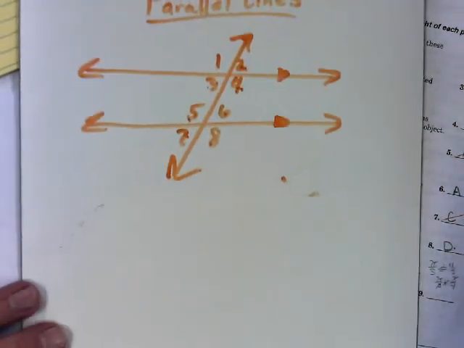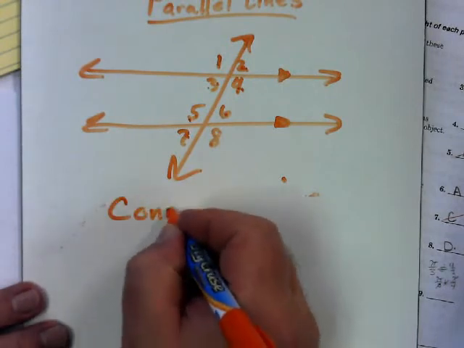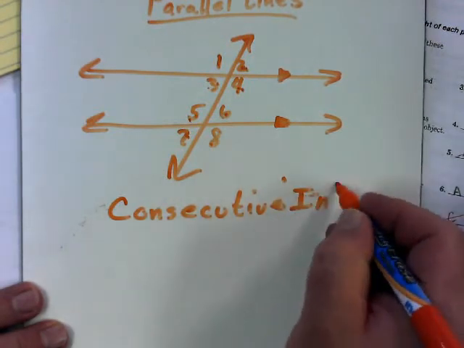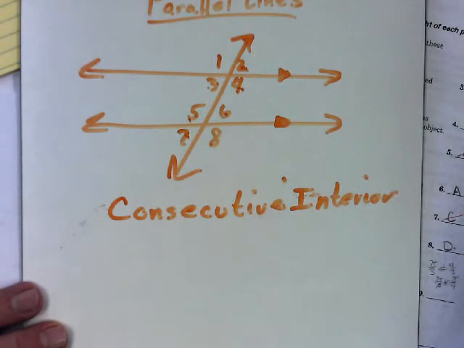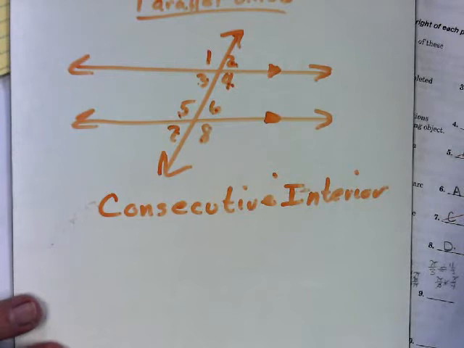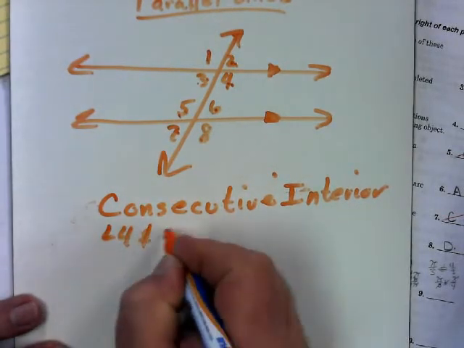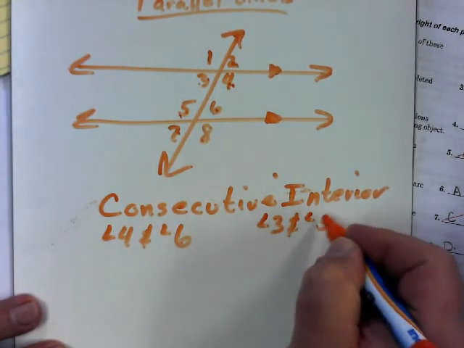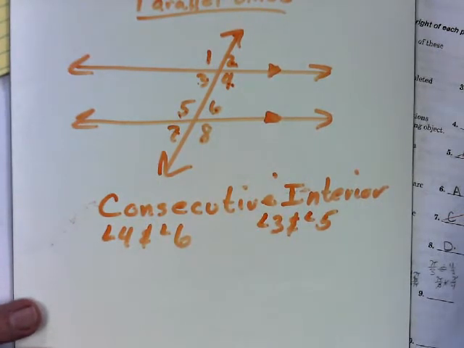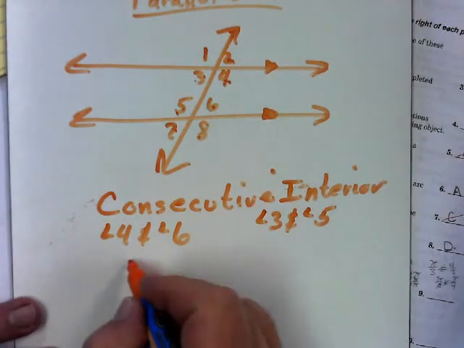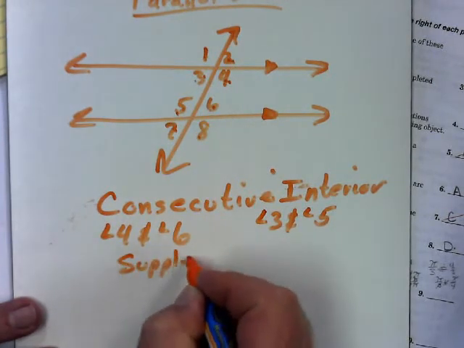Using the same diagram, we have consecutive interior. What would the consecutive interior ones be? Angle 4 and angle 6, and angle 3 and angle 5. Do you think they're going to be congruent? Not even close to being congruent. Okay, they will be supplementary though.